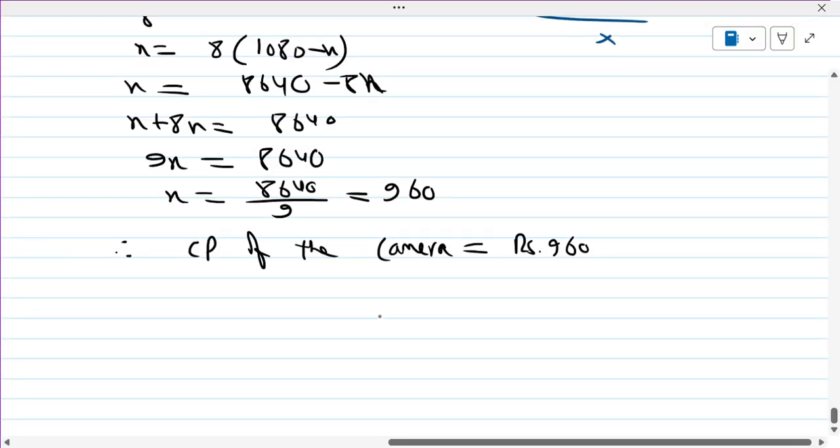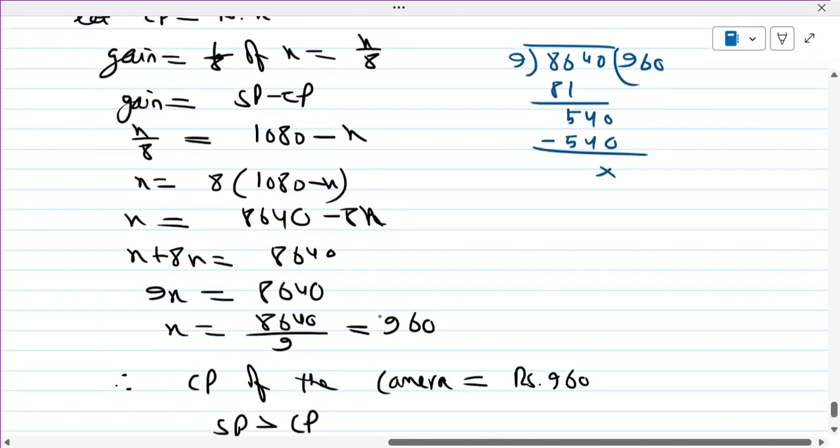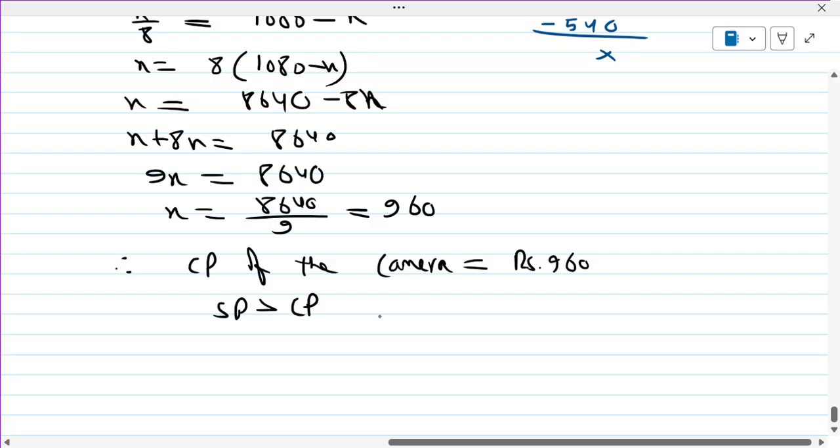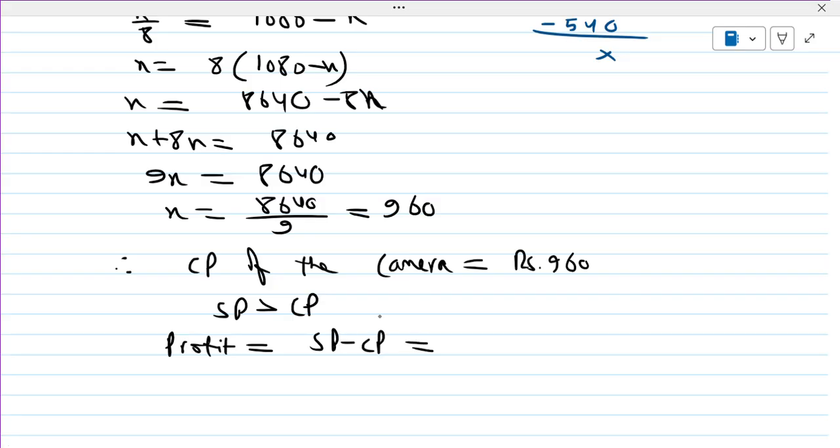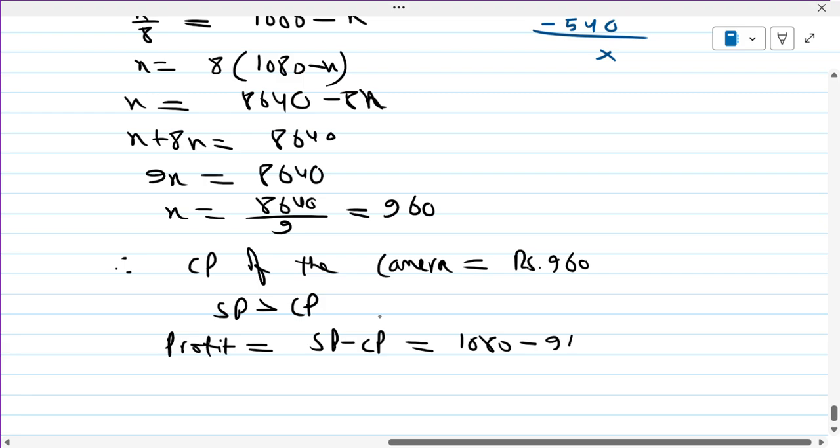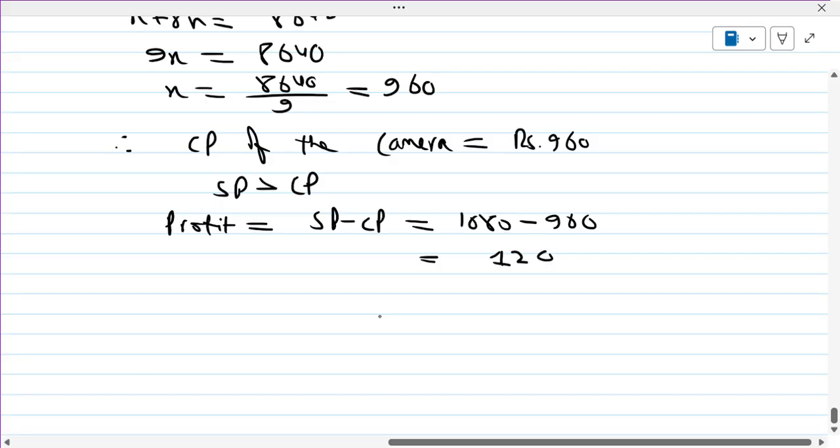So gain percent we have to find. Here obviously SP is greater than CP. Selling price is 1080, CP 960, SP is greater, so there is profit. So we first find profit. Profit is SP minus CP, selling price 1080 minus cost price 960. Subtracting: 0, 8 minus 6 is 2, 10 minus 9 is 1. So 120 rupees profit.